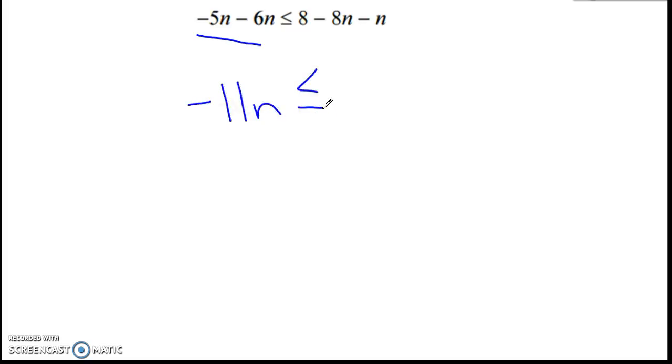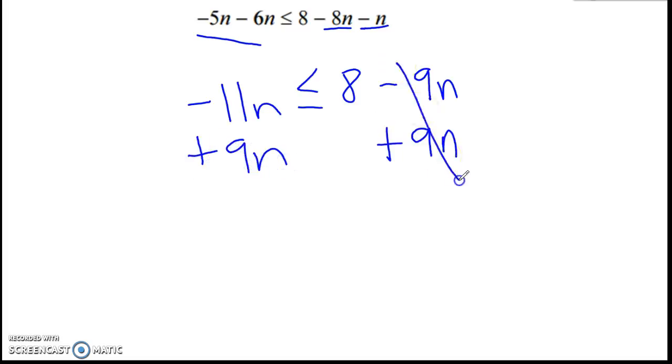And then when I simplify this side, I'll have 8 minus 9n, because 8 and negative 1n will give me negative 9n. Now we just have to solve everything and get things by itself. So first thing I'm going to do is add 9n to both sides. That'll cancel that out. And I'll have negative 2n is less than or equal to 8.